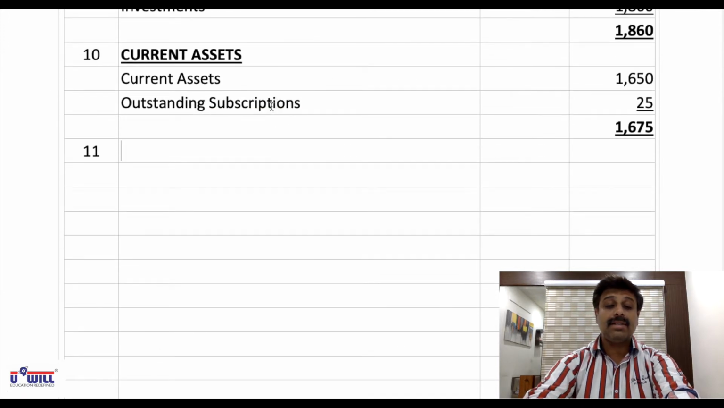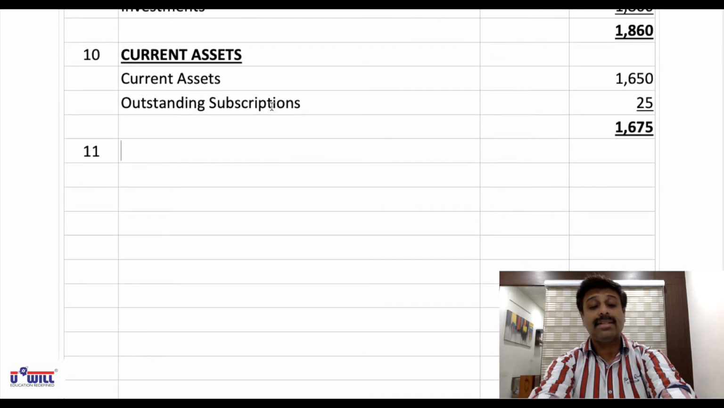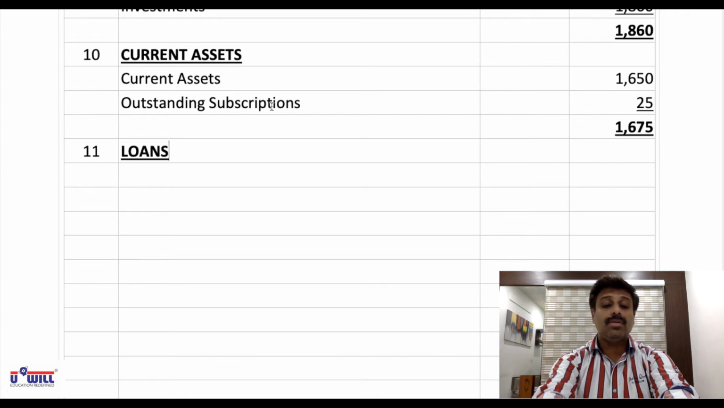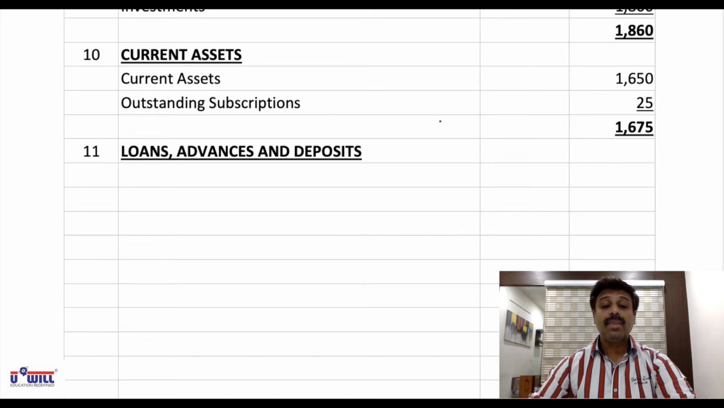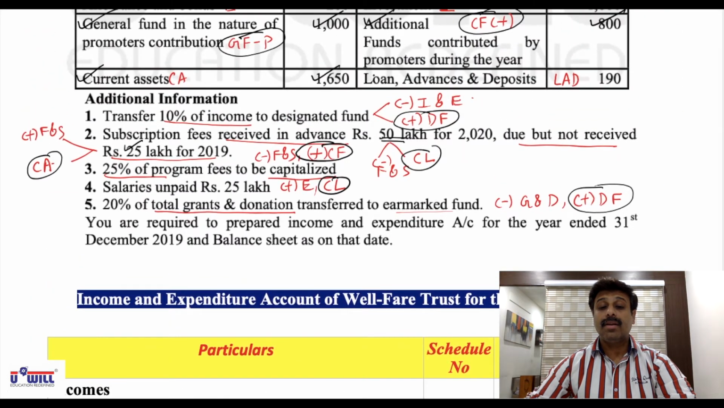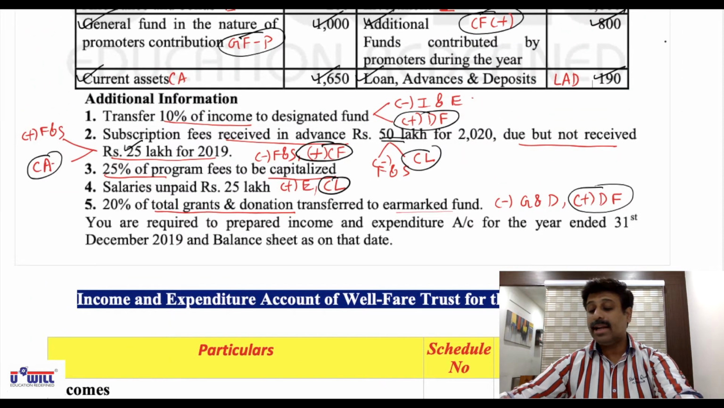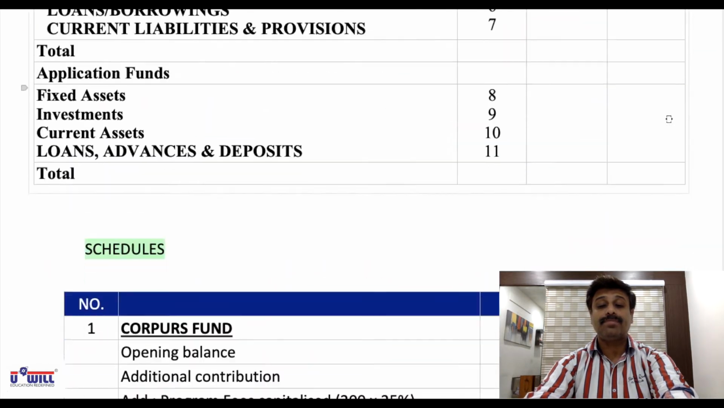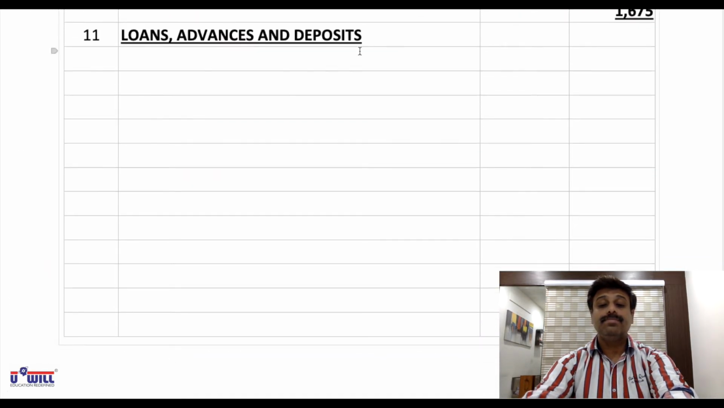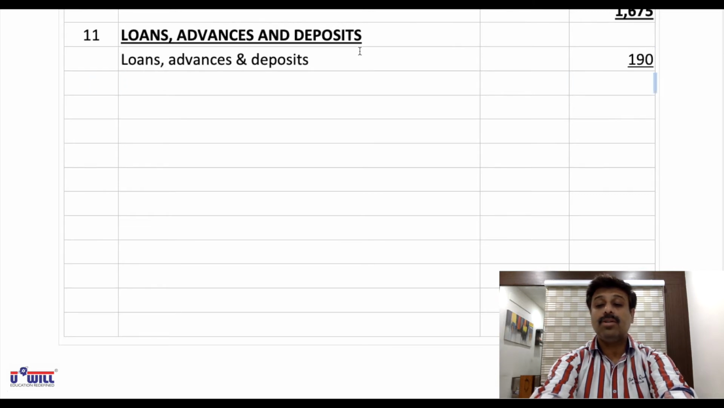Then after outstanding subscriptions, we have, current assets, we have loans, advances and deposits. LAD marked items. Directly they are given 190, no other item is there, so that itself will be the total. Loans, advances and deposits 190, and that itself becomes the total.